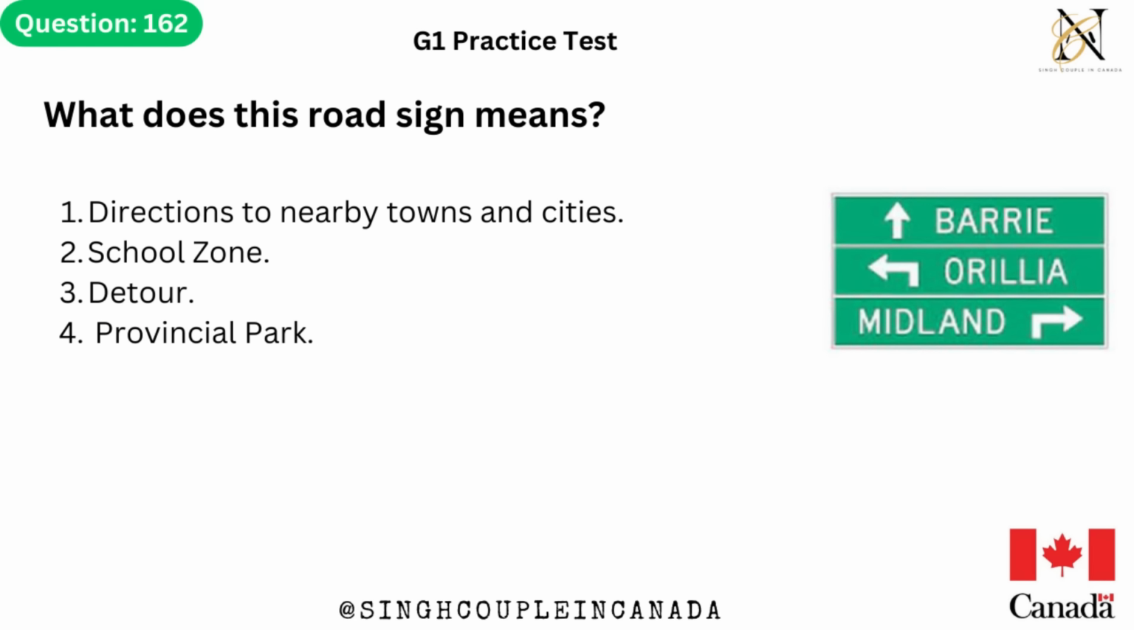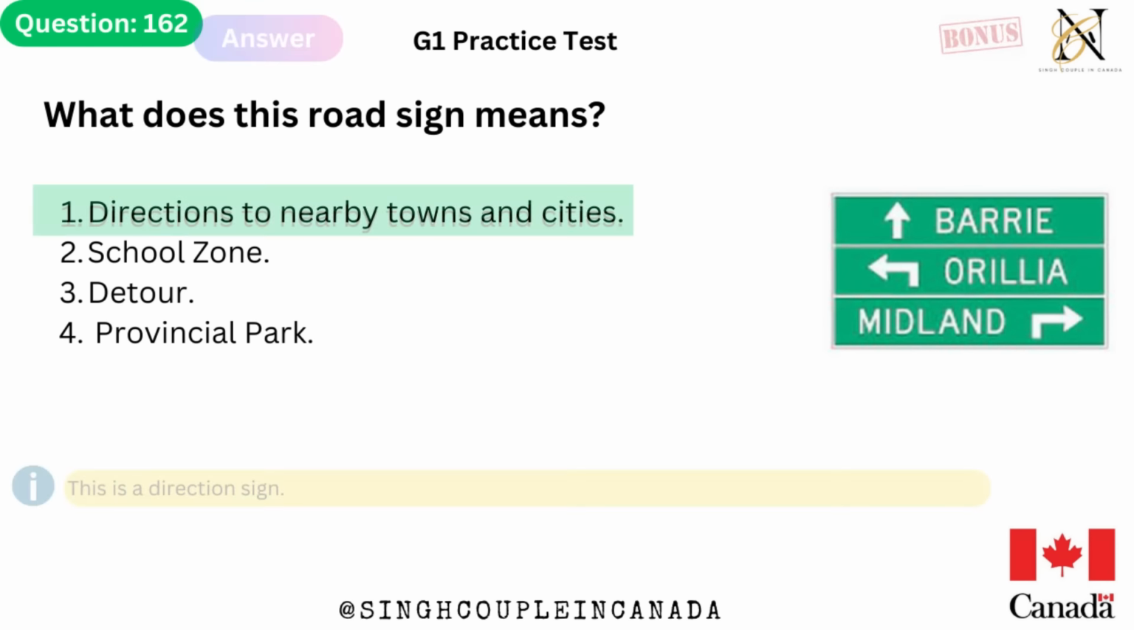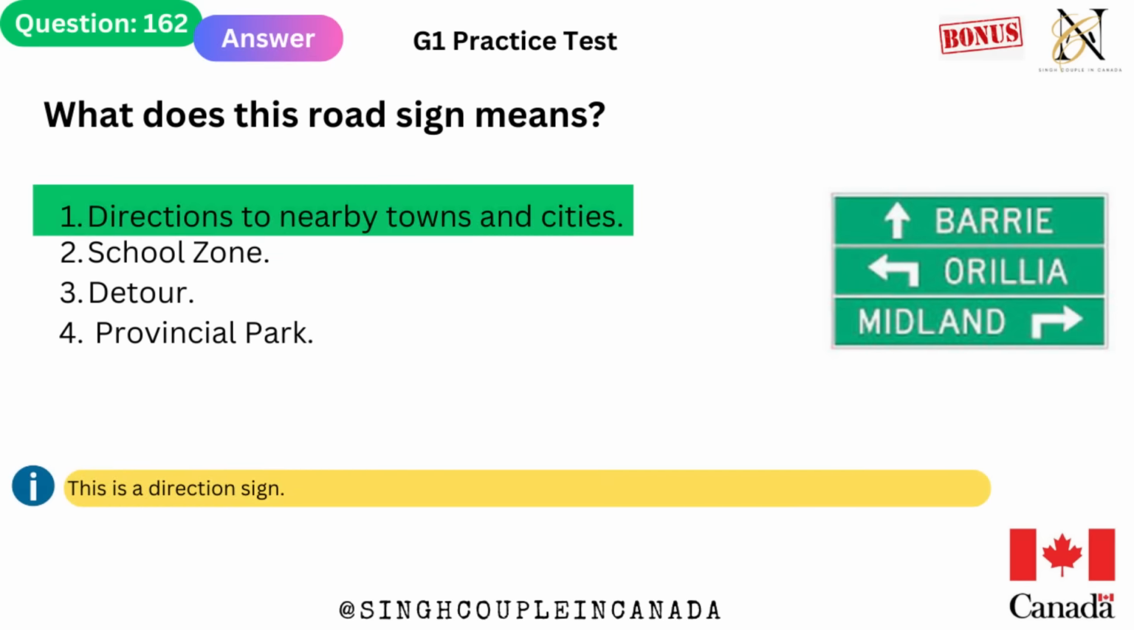What does this road sign mean? 1. Directions to nearby towns and cities. 2. School zone. 3. Detour. 4. Provincial park. The answer is 1. Directions to nearby towns and cities. This is a direction sign.